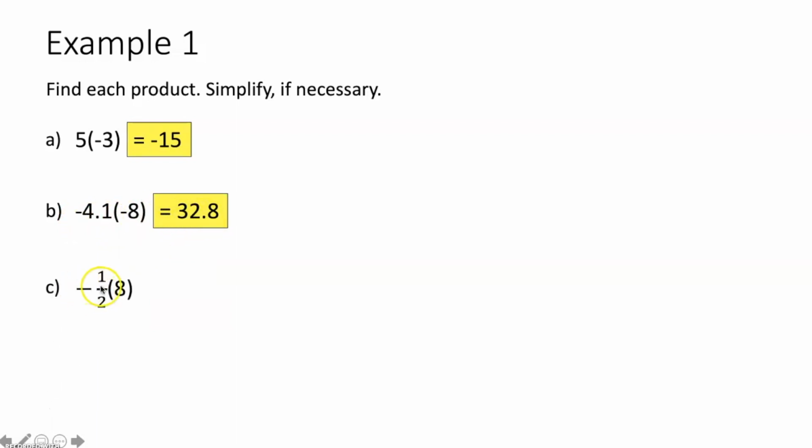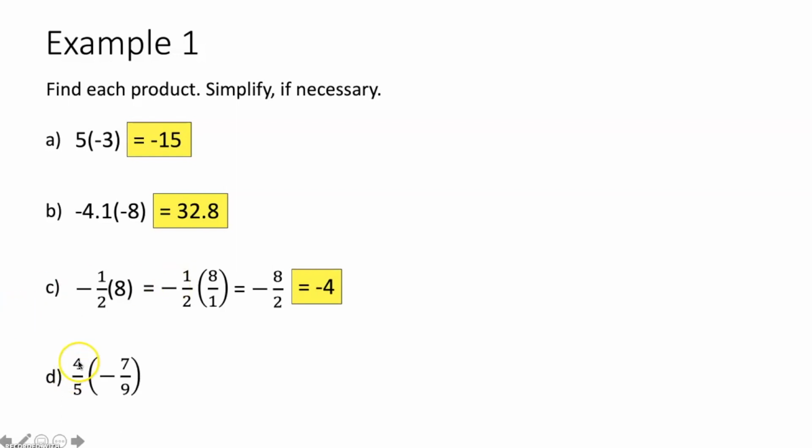Part C, we're multiplying -1/2 by 8. Now, before we decide what the sign is, we first notice that we're multiplying a fraction by a whole number. So what we need to do first is change 8 into a fraction. So how do we write a whole number as a fraction? We just put it over 1. So now we have -1/2 times 8 over 1. Now, because we're multiplying a negative number times a positive number, our answer will always be negative. So -1/2 times 8 over 1, we multiply the numerators together and denominators together, we end up getting -8 over 2, which simplifies down to -4.